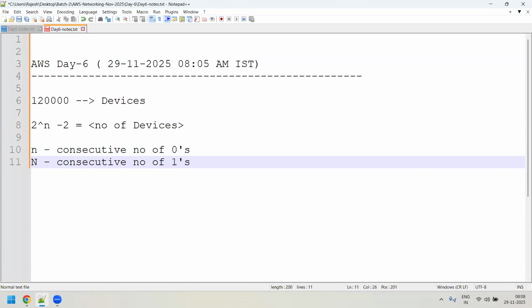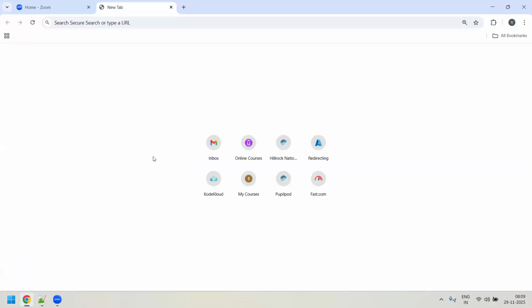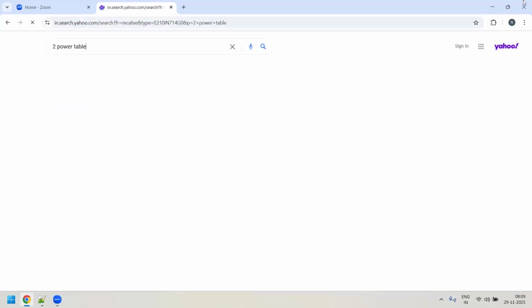Right, guys? Now, if I try to calculate 2 to the power of n is equal to 12,000, it means I need to come up with a subnet mask. I need to calculate, for 12,000 devices, what subnet mask I have to derive so that it can accommodate 12,000. So now 2 to the power of n is equal to 12,000. What should it be then? I will go with the 2 power table to understand what would be the nearest n value.